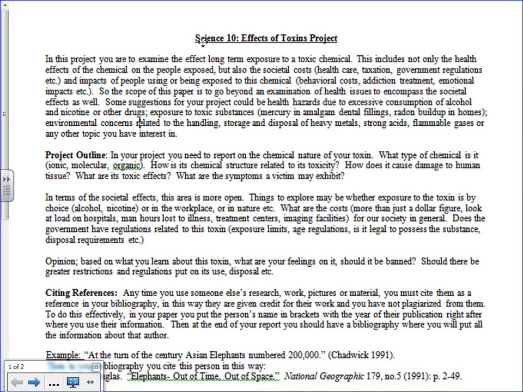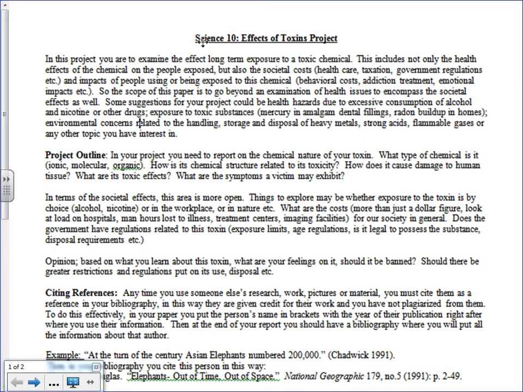And nor can it be radioactive, as radioactive toxicity is different than chemical toxicity. Is everyone following me there? So when you're thinking about choices, plutonium is probably not one you're going to do. What we're looking for is not just the health effects of the chemical on the people exposed. Certainly we do want to do that.